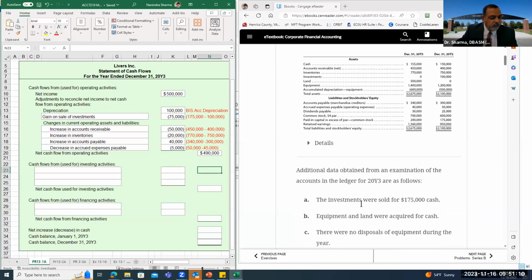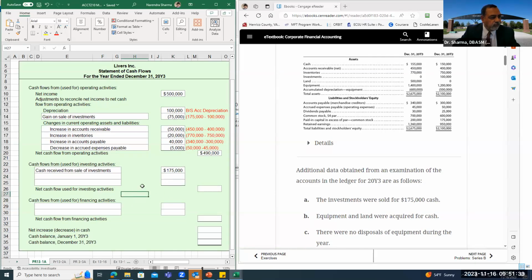So we already know we sold the investment, so that's why let's start with that. First one is cash received from sale of investment, and the amount was 175,000. Because it is cash received, I'll be taking that as a positive number. So that's why I will have 175,000.